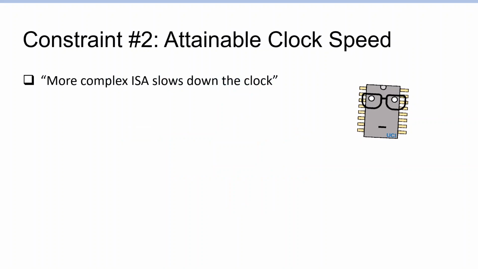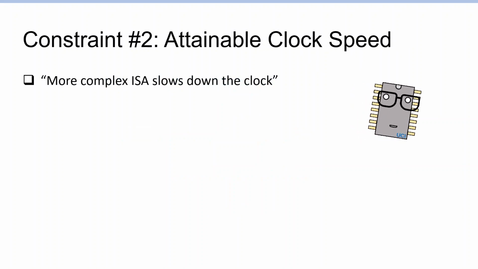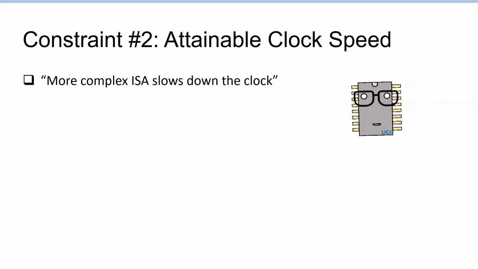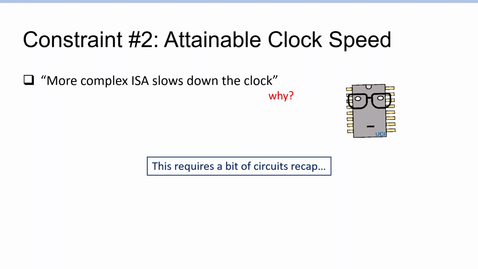In one of the previous lectures on ISAs, I posed a question such as this one: more complex ISA could slow down the clock. The constraint we're going to talk about here deals with the why. Why does a more complex ISA slow down the clock? And before going into this, I need to do just a little bit of a circuits recap.